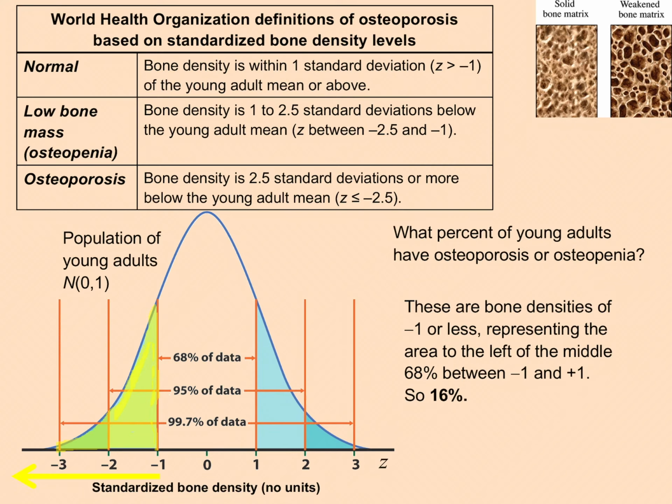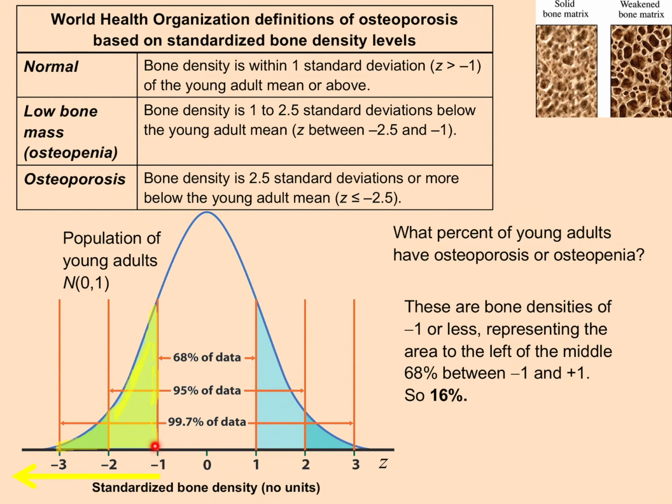All right. So, question over here on the right. What percent of young adults have either osteoporosis or osteopenia? All we're asking in this question is what percent of young adults would fall at 1 standard deviation or more below our young adult mean, right here. That's the point where osteopenia begins. It runs to here. This is the point where osteoporosis begins, and it goes all the way off the chart. This is asking what percent of young adults have osteoporosis or osteopenia, so it's asking for this area to the left of -1 standard deviation. All right, what percent of young adults fall into that?